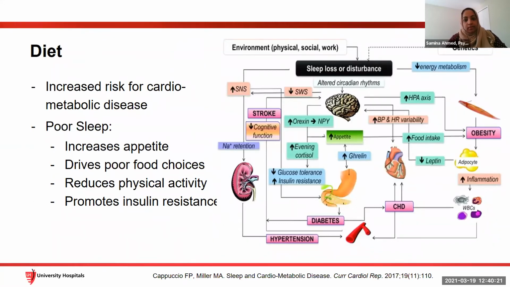Unfortunately, poor sleep increases our appetite and it drives poor food choices, because when you're awake in the middle of the night, or even when you're stressed, you're hardly ever craving a broccoli or kale. You're wanting the sweet and salty snacks, right? This increased food intake, poor food intake, will then also lead to reduced physical activity and can even promote insulin resistance. So you're just kind of putting yourself at risk for conditions like hypertension, diabetes, heart disease, obesity, etc.